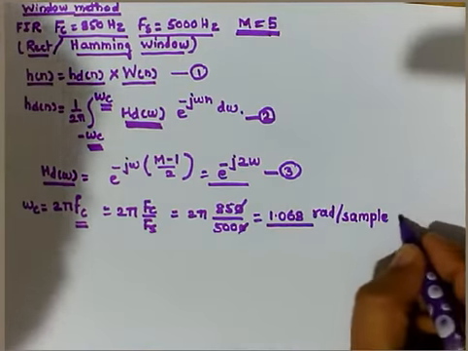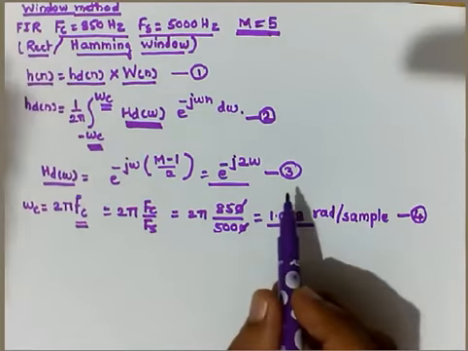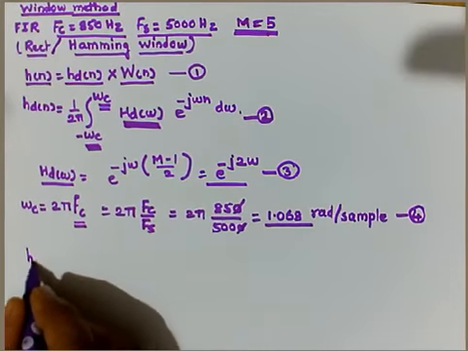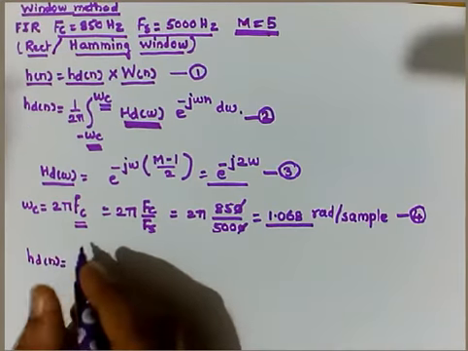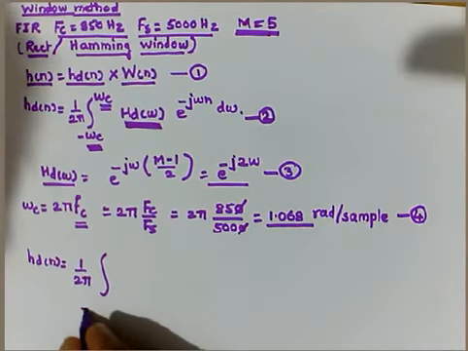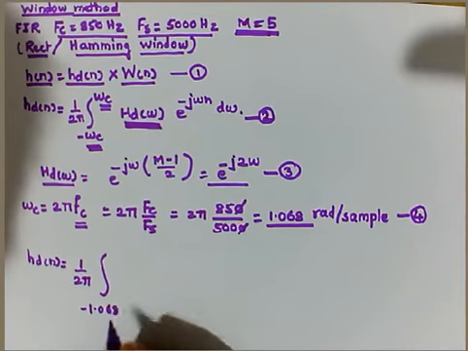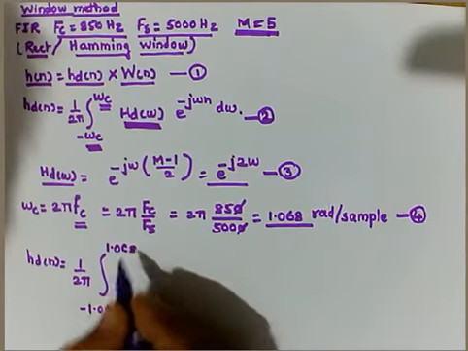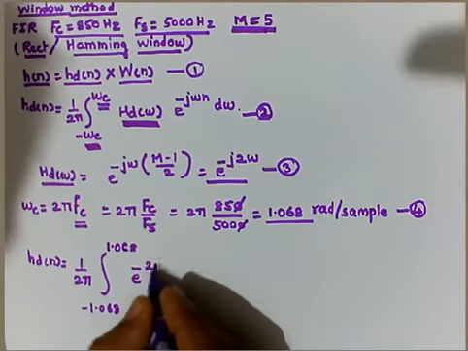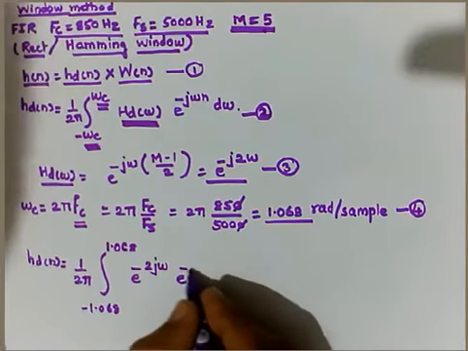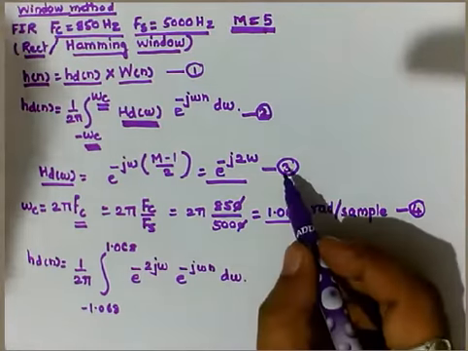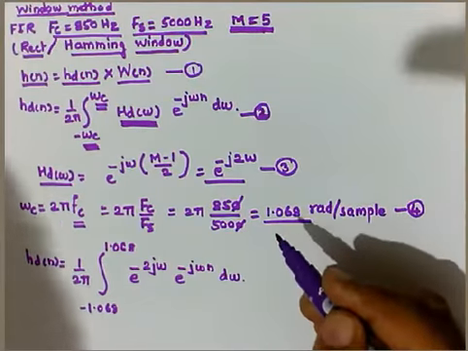So once we got this required value, from equations 3 and 4, equation 2 can be written as hd of n, which is nothing but 1 upon 2 pi, integral from minus omega c, so it is minus 1.068 to plus 1.068, hd of omega, which is e raised to minus 2j omega, into e raised to j omega n d omega. This is how from equations 3 and 4, equation 2 will become like this.